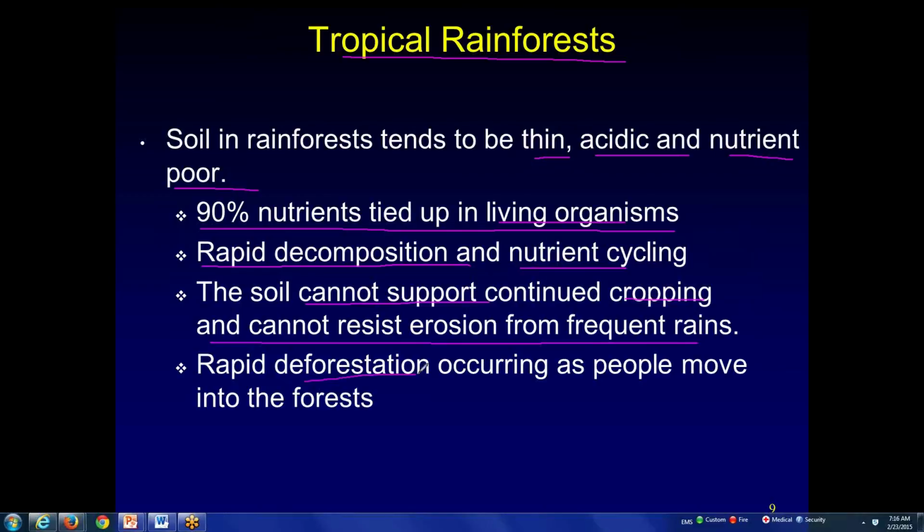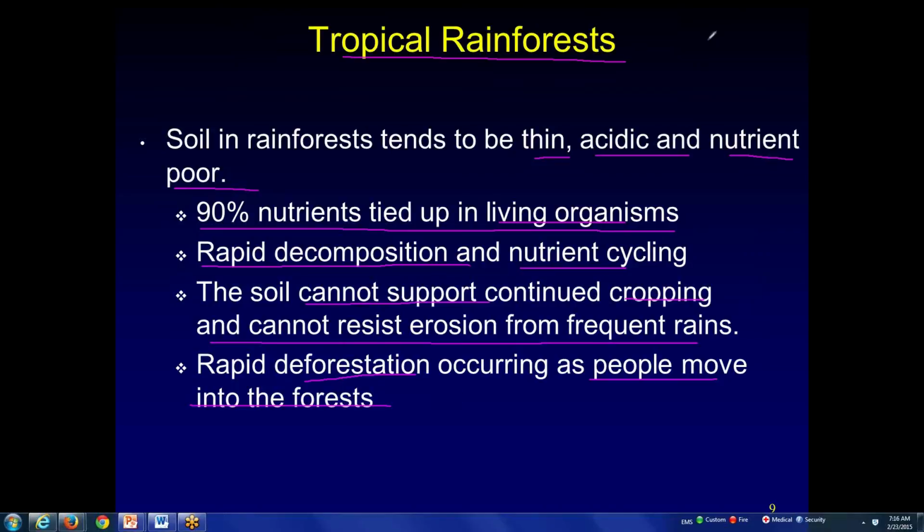There's rapid deforestation occurring as people move into the forest. So we have what's called subsistence agriculture, slash and burn agriculture, where folks go in, slash and cut down wood, sell that off, plant crops, and then once the soil has been deprived after even just a year, they burn the area and then move on to another area. And so this has resulted in huge losses in tropical rainforest coverage.